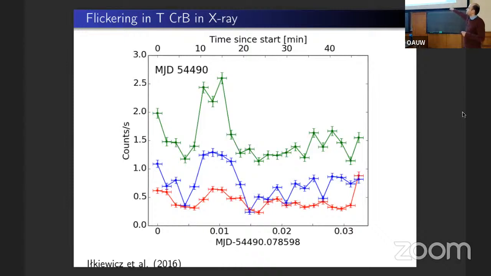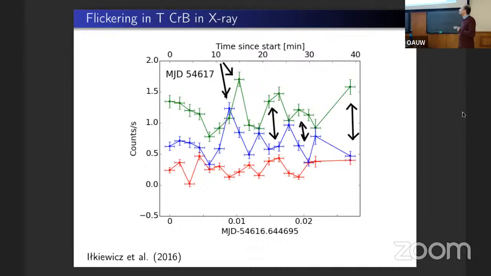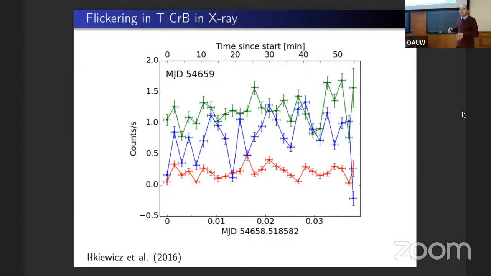And what I saw a few years ago is that sometimes we have flares that can happen in all bands. Sometimes in some bands the flares are faster and in some later. And sometimes we see anti-correlation. So here you can see anti-correlation between the green and blue, so the very hard and not so hard X-rays. And sometimes there is no correlation at all. It's completely chaotic.